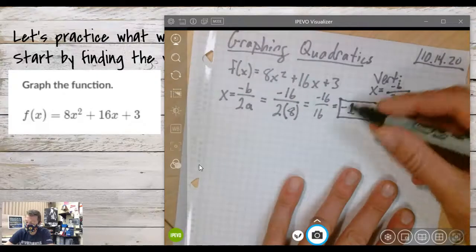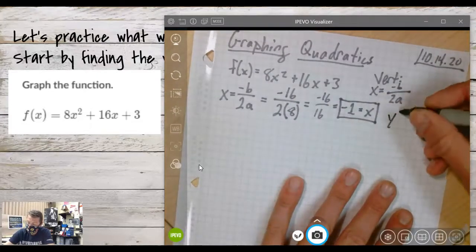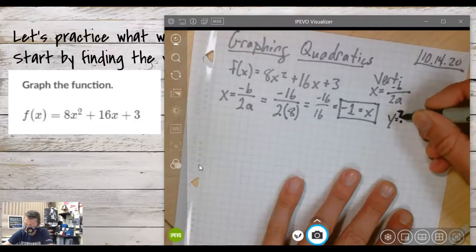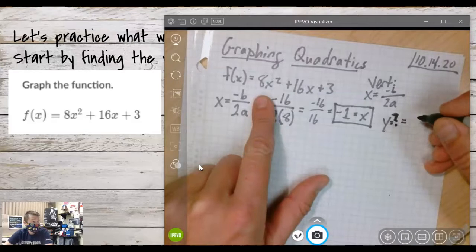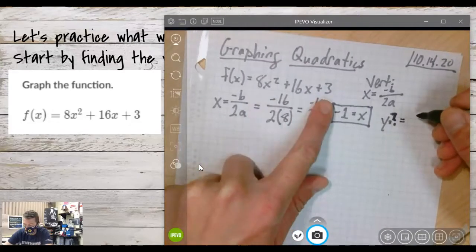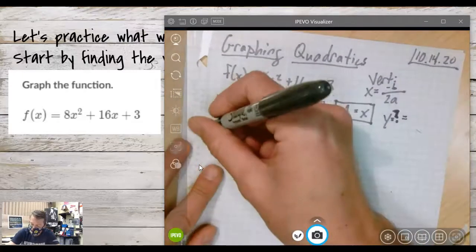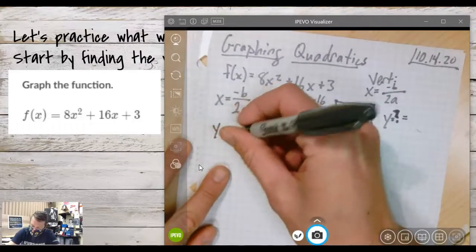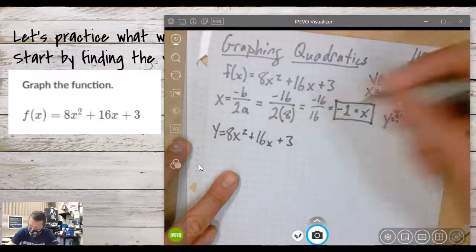So now that we found the x of our vertex, we want to find the y. So we say, well, what does y equal? Well, we know y equals our function, 8x squared plus 16x plus 3. I'm not going to write over here because I don't have enough space, but we now know what x is. So y is 8x squared plus 16x plus 3.